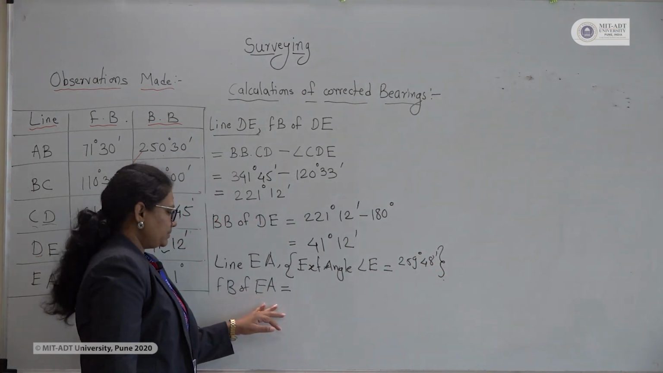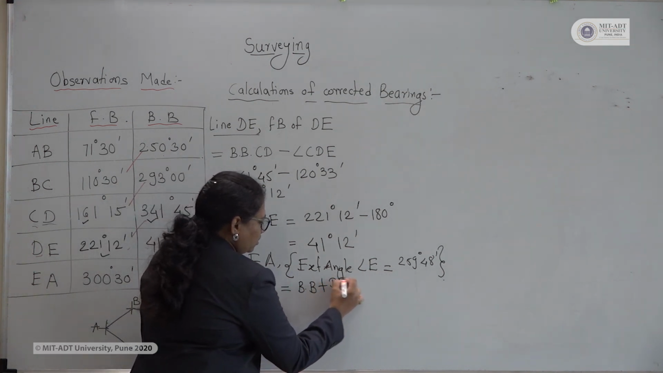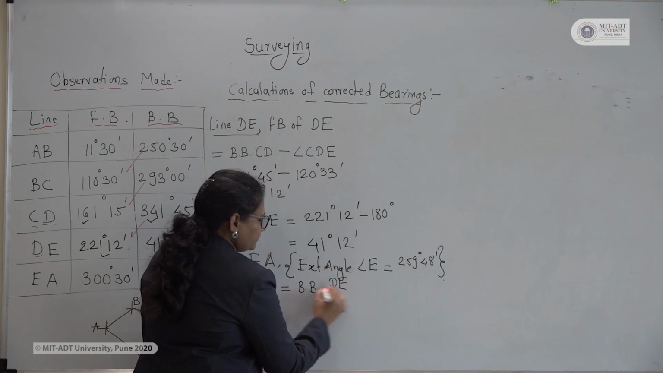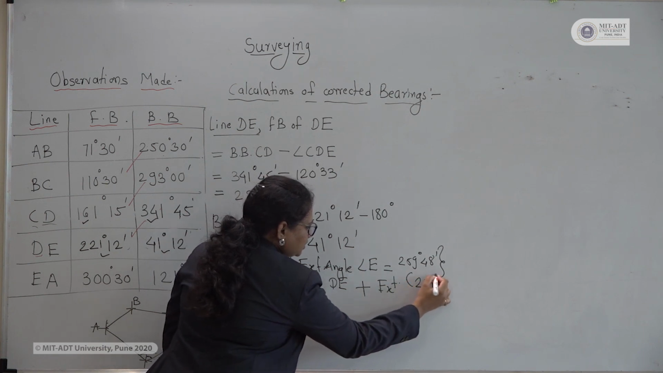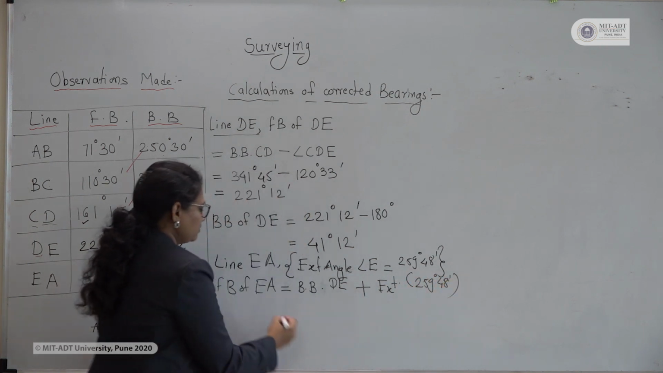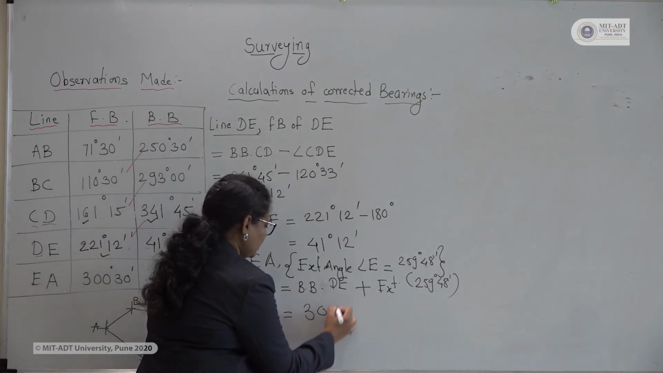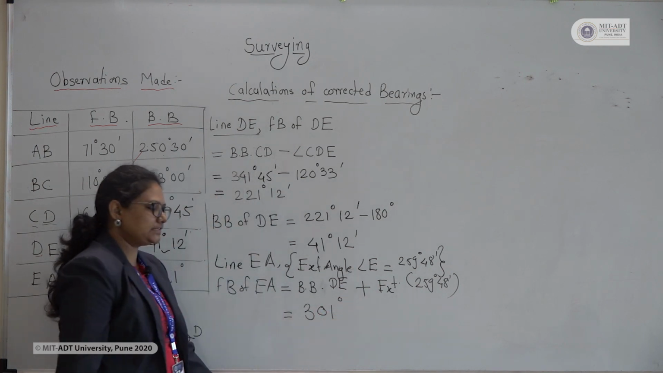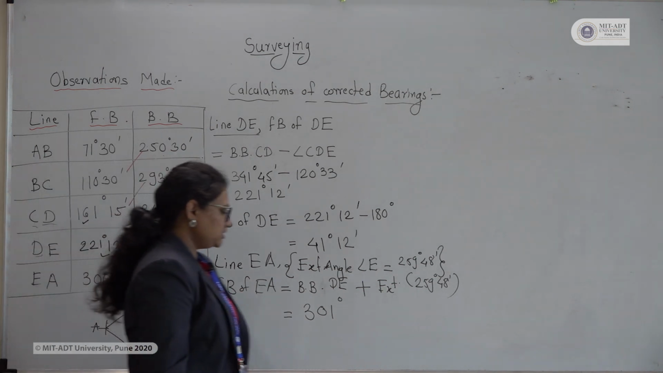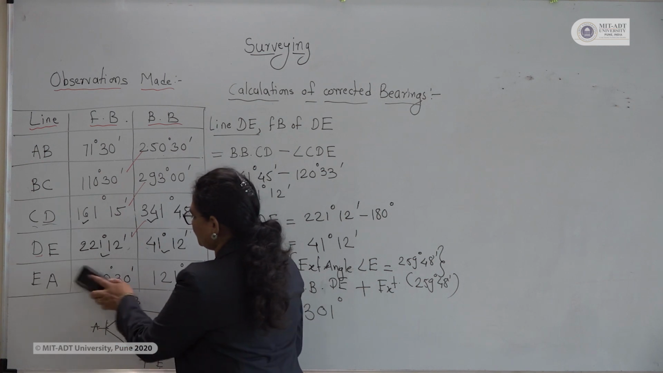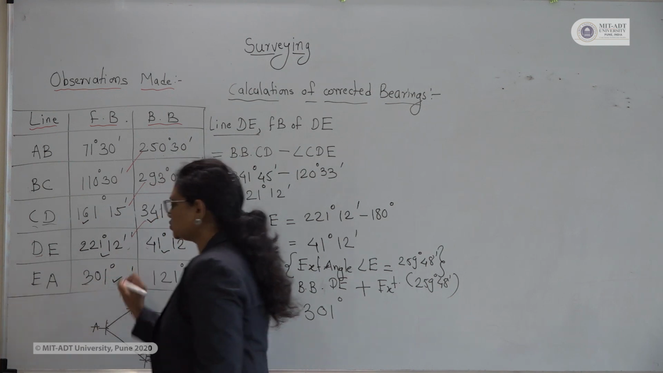So, for this corrected fore bearing of EA, I will simply write here the back bearing of DE plus the exterior angle, which is 259 degree and 48 minutes. By adding these two values you will get the fore bearing of this line EA as 301 degree. Here you can see that the value is 300 degree and 30 minutes, so we will simply rub this value and write down the corrected value as 301 degree.